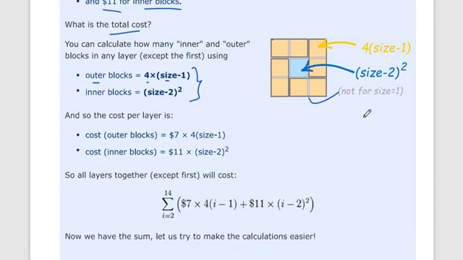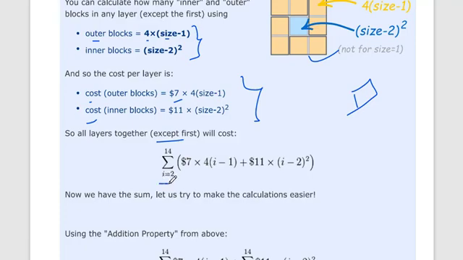So now, what is the cost of outer blocks? $7 into 4 times size minus 1, and the cost of inner blocks is $11 into size minus 2, squared. Now we have to add all the layers together, except the first layer, which is only one block. So now we start from the second layer: i is equal to 2 to 14.